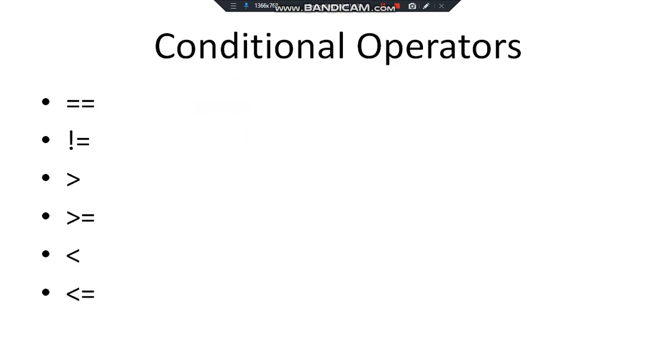From the programming perspective, decisions are based on the conditional operators. These are the 6 conditional operators we will discuss initially. The first conditional operator is equal to. When I say A is equal to B, it means that I want to compare A and B and check whether they are equal or not.